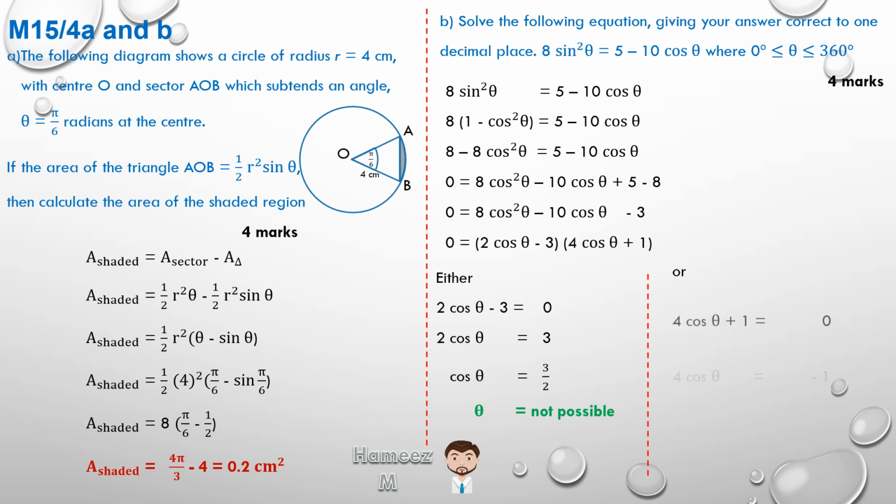So 4 cos theta plus 1 is equal to 0. 4 cos theta is equal to minus 1, which means cos theta is equal to minus 1/4, which indicates that theta is equal to cos inverse of minus 1/4. So theta is equal to 104.5 degrees or 255.5 degrees. Recall that if cos theta is negative, it means that the angles are either in the second quadrant or in the third quadrant.